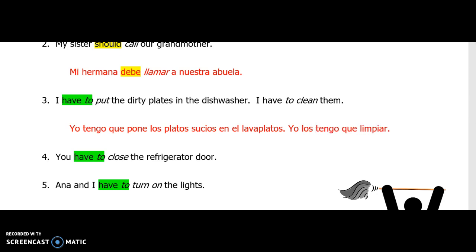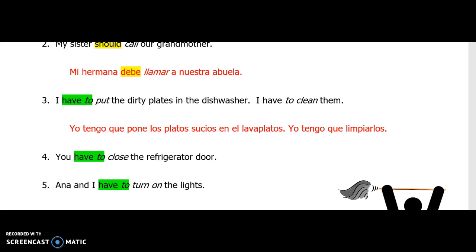Yo los tengo que limpiar goes in front of your conjugated verb. Like yo lo veo, I see it. Or yo los veo, I see them. So we are going to put this direct object pronoun in front of the verb. However, I want to show you an option. The other option is you can take away your direct object pronoun and you can actually attach it to the infinitive.